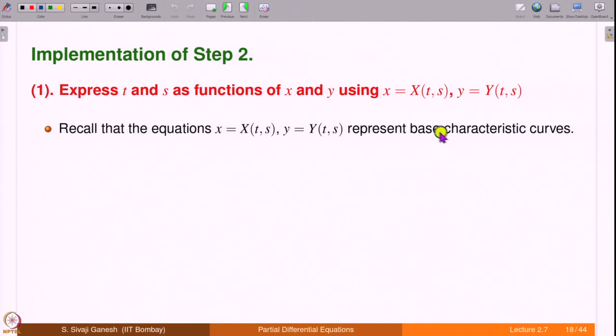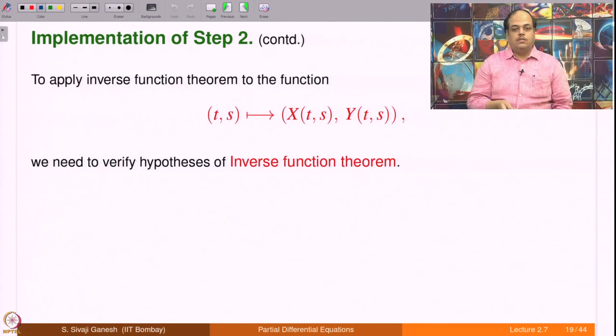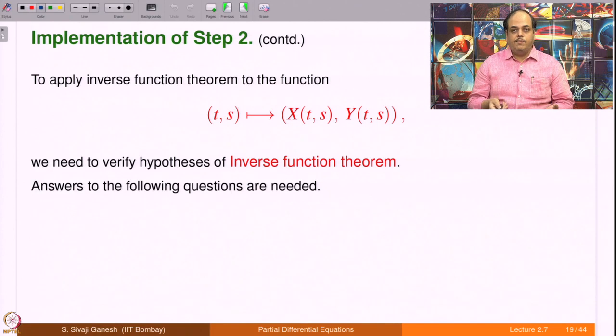Recall that x and y, given by x(t,s) and y(t,s), together represent the characteristic curves. This suggests applying the inverse function theorem to this function, and then you will get t and s in terms of x and y. If you want to apply the inverse function theorem, you have to see what the setup of the theorem is. It involves a C1 function and a certain Jacobian condition. So, we need to check all those hypotheses, and only then can we apply the theorem.